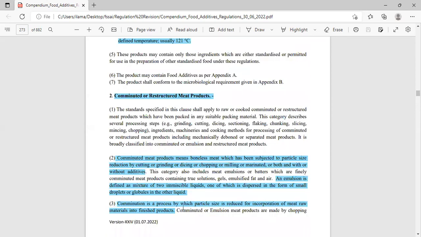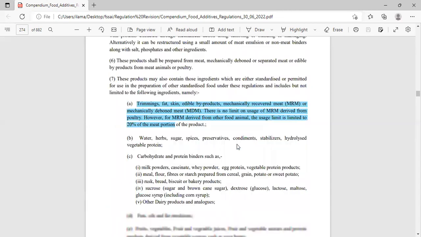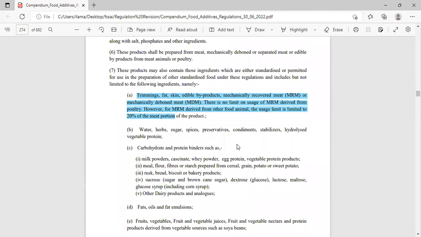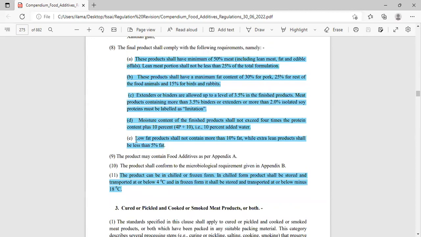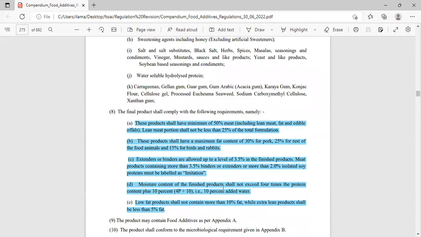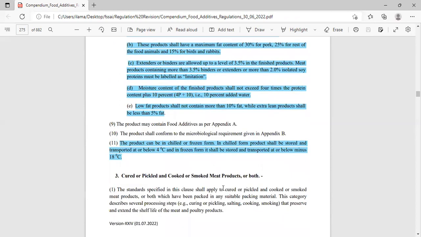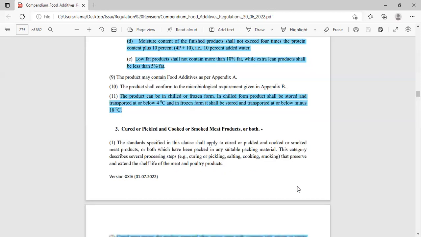Just go through what is comminuted meat products. And see what is this MRM and then MDM, mechanically recovered meat and mechanically deboned meat. Just go through this lean meat value, that moisture percentage. And usually the chilled meats are stored at or below 4 degrees Celsius. If it is frozen, it has to be at or below minus 18 degrees Celsius.